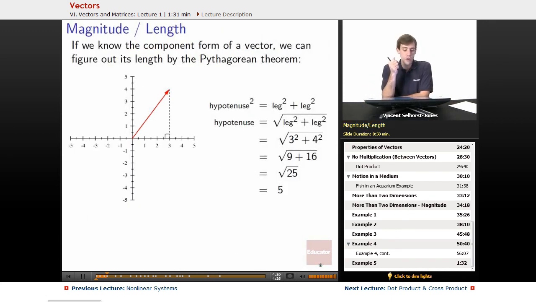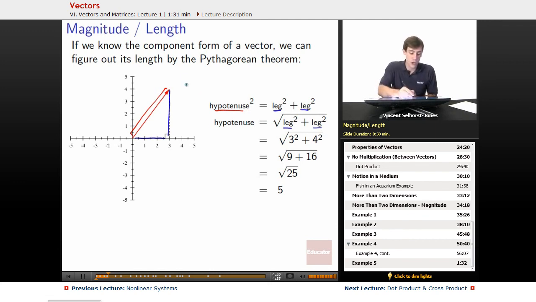If we know the component form of a vector, we can figure out its length by the Pythagorean theorem. Remember, the Pythagorean theorem says that the hypotenuse squared is equal to both of the legs squared and added together. So we can take the square root of both sides of this equation. The hypotenuse is equal to the square root of each leg squared and added together: the square root of leg squared plus leg squared.